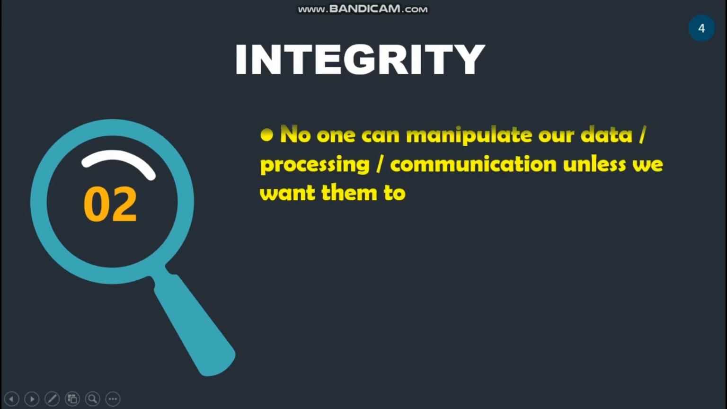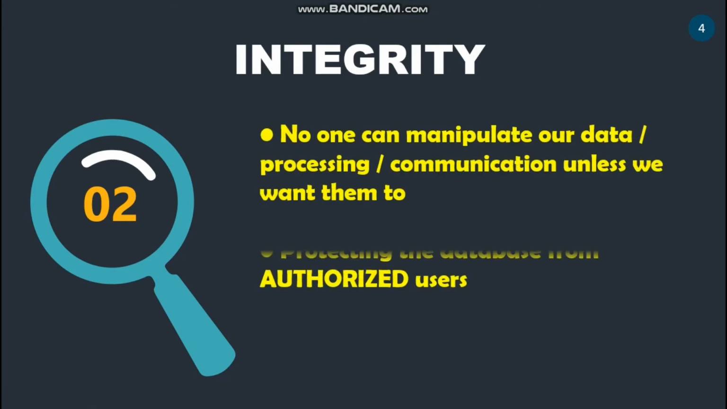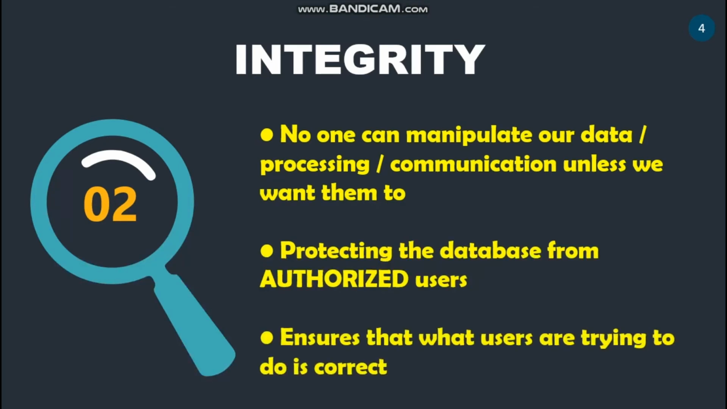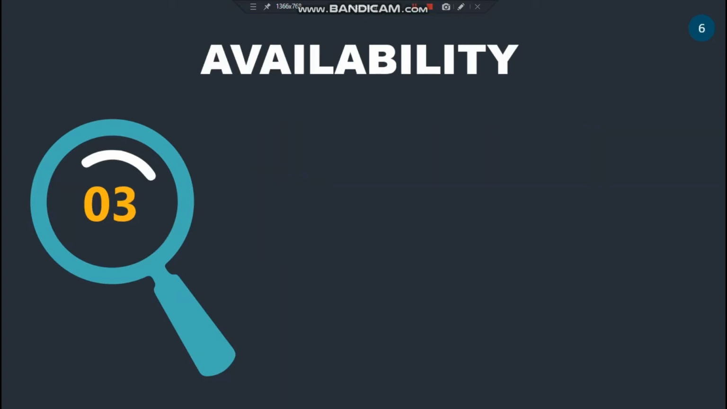Integrity means no one can manipulate our data, processing, or communication unless we want them to. It is protecting the database from authorized users. It ensures that what users are trying to do is correct. An example of this is that an employee should be able to change or modify his or her own information.